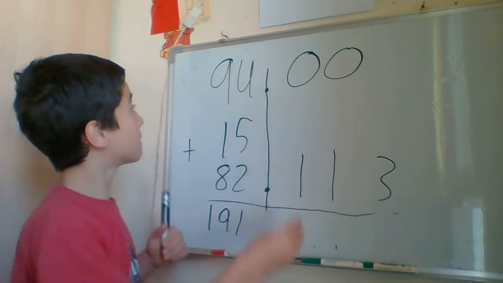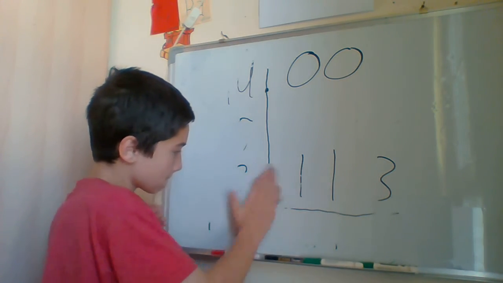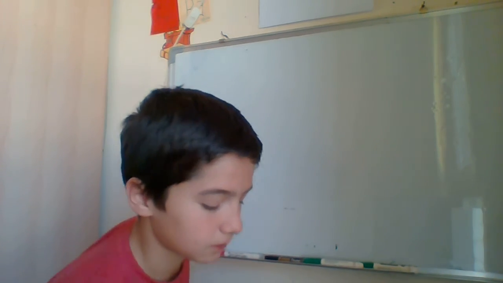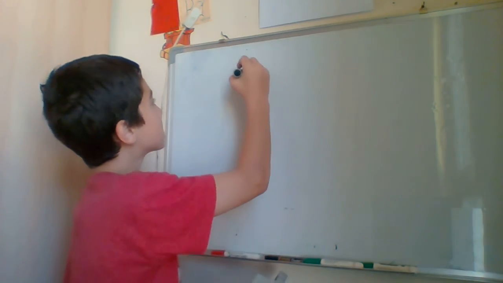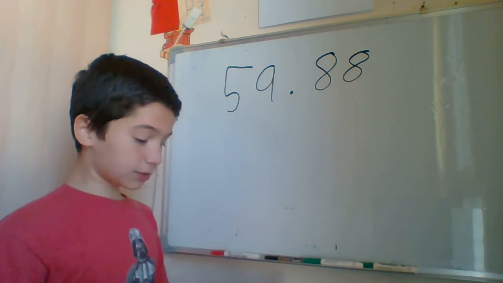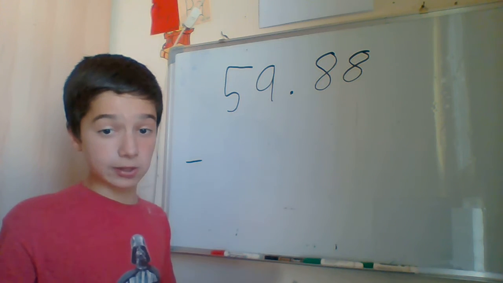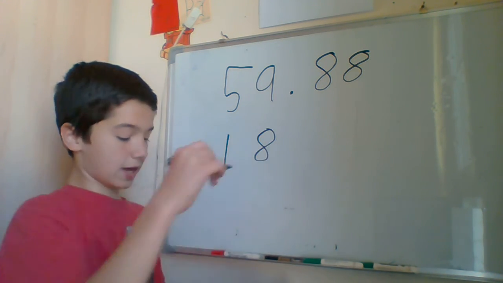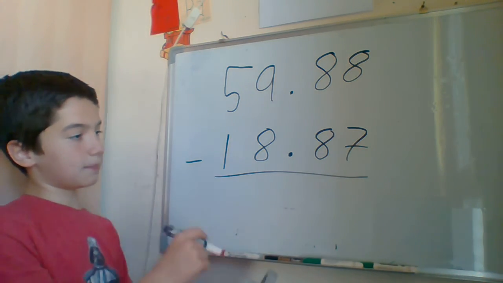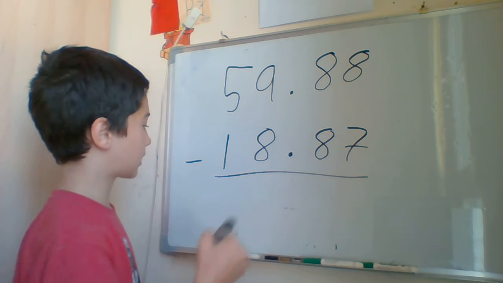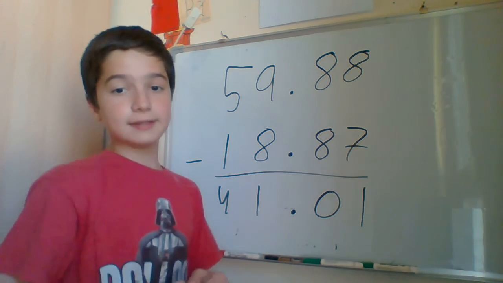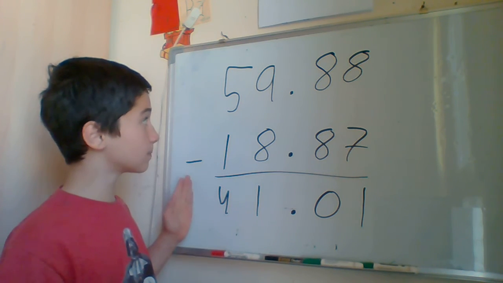Okay, let's take another example. And it's going to be 59.88 subtracted by 18.87. Okay, let's do the math. Okay, 41.01. Okay, in this example, as we said, it's subtraction.